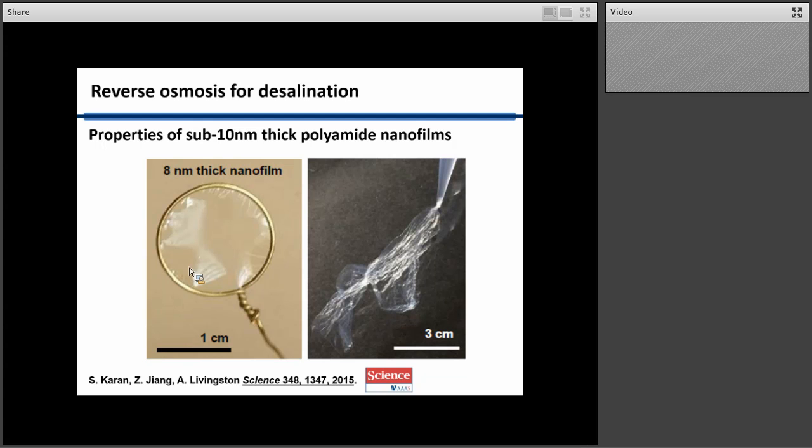And another surprising thing about that film is that it's very strong. If you laid the film on the lab bench and got a pipette and sucked it up the pipette, which is what we're doing on the right-hand side here, the film doesn't break. You can suck it up the pipette, get it out, and spread it out again. So it's very thin, it's very flexible, and it's very strong. And that's what goes on the top of these reverse osmosis membranes.